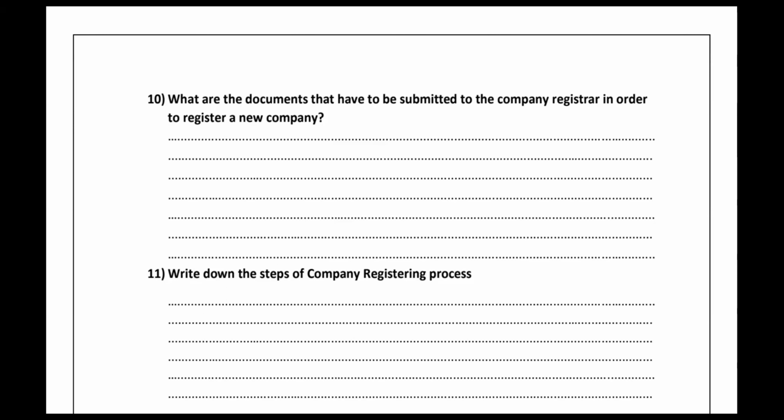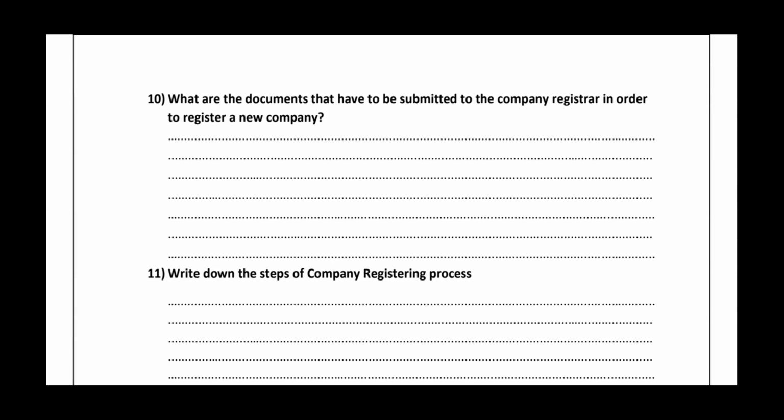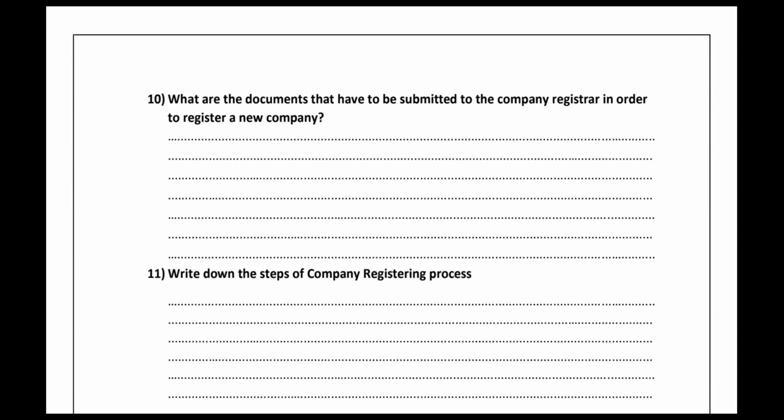The first document is always the completed application form. So you have to write the answer here, right? The board is not even working. The answer for the 10th question: the first one is the completed application form with the founder's signature. So that is the first document. And what is the next document? Now I told you, you have to get the approval of the company.